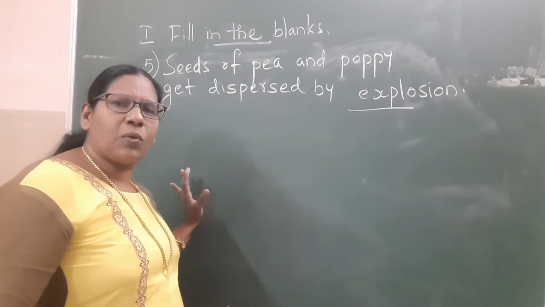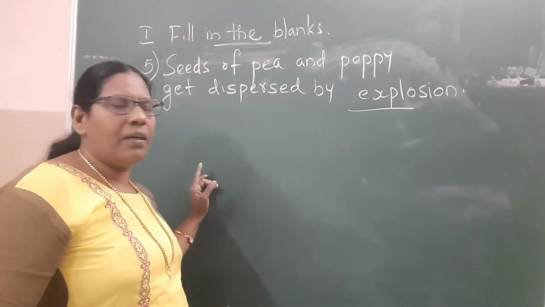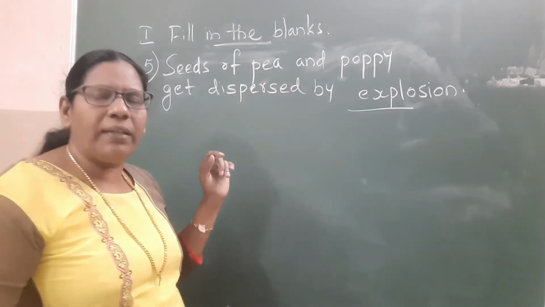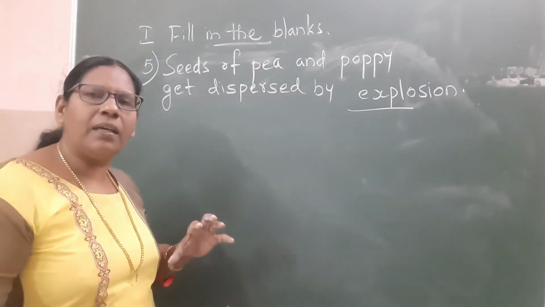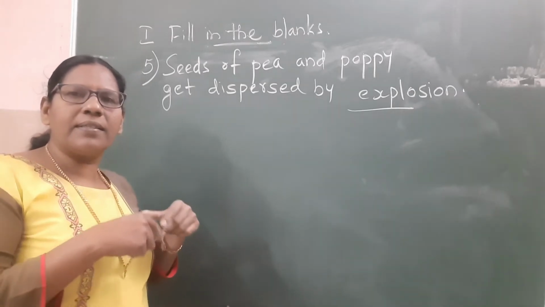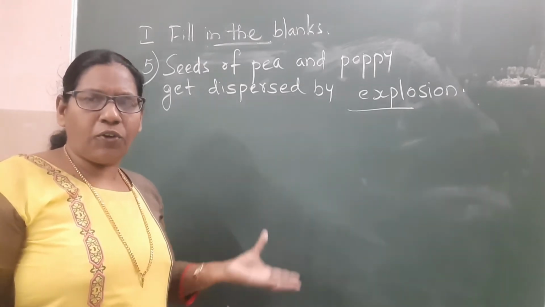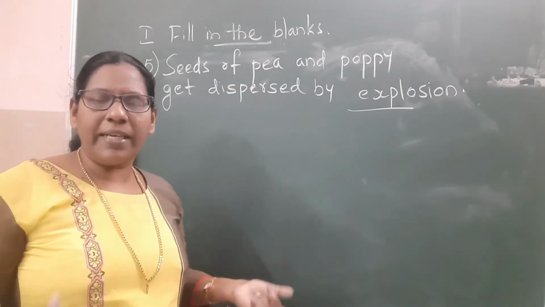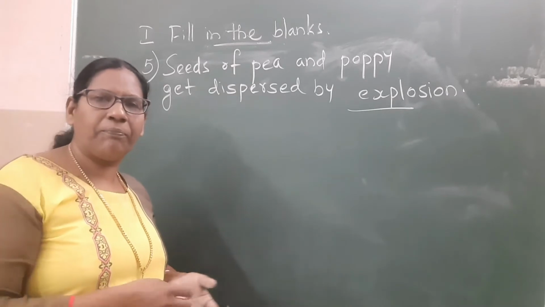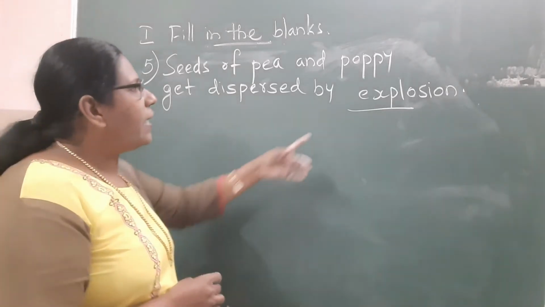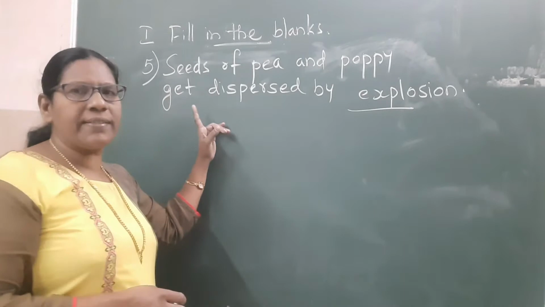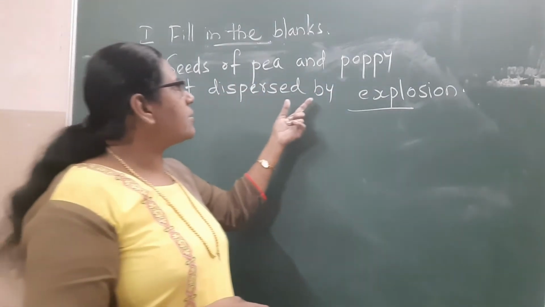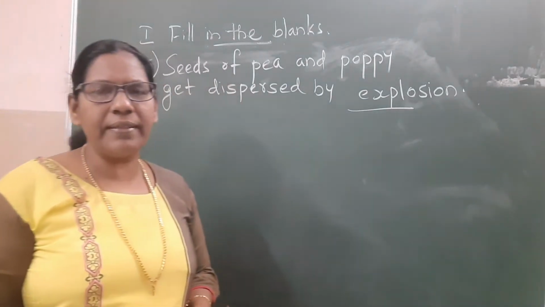Fifth one, seeds of pea and poppy get dispersed by explosion. Seed dispersal through explosion. In that we learned the fruit of pea and poppy, when they are ripened, when they are ready, it explodes and then the seeds come out of that, and then the dispersal takes place. It scatters everywhere. So explosion is the answer.